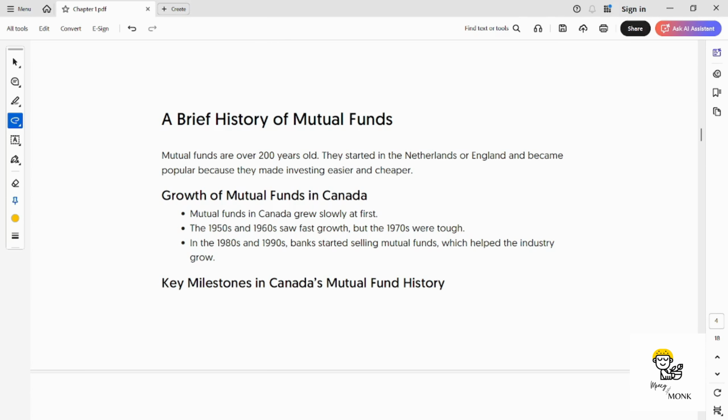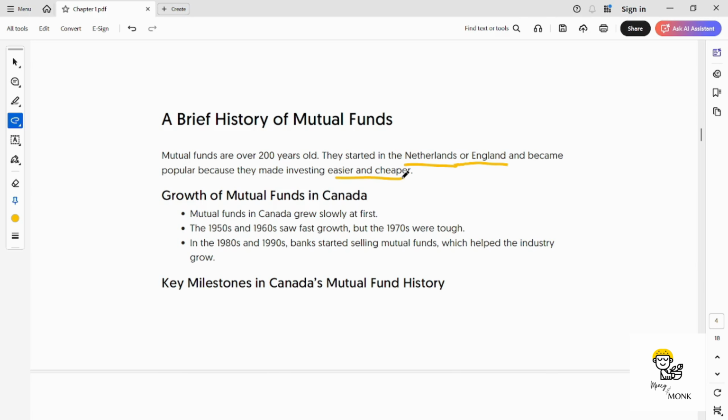Okay, moving on. A brief history of mutual funds. Okay, now this topic particularly is not that important. You don't have to memorize everything, but it's good to know. Okay, mutual funds are over 200 years old. Wow, they're ancient. Okay, they started in Netherlands or England and became popular because they made investing easier and cheaper. Now, we don't know for sure where it started. Okay, some people believe it's Netherlands, some people believe it's England. But the point is, they made investing easier and cheaper.